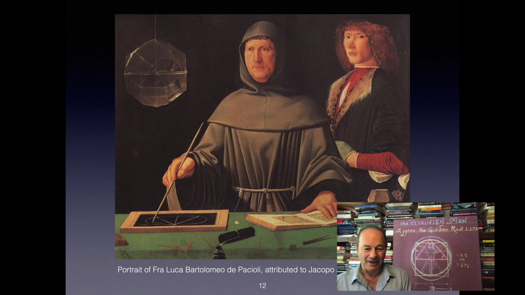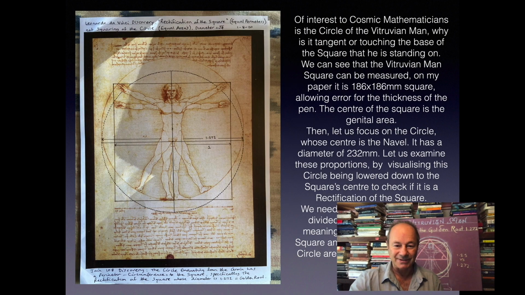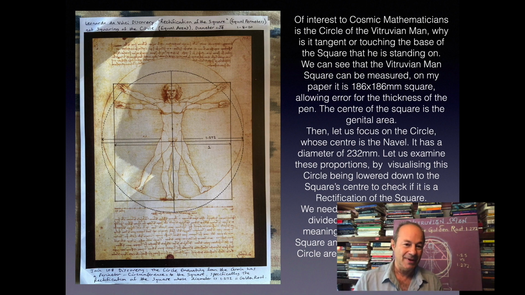So this was the author, Luca Pacioli, who wrote the book De Divina Proportione, and he commissioned Leonardo da Vinci to actually do the drawing. So thus we have this drawing, and we can see here that there is a circle that actually touches the base of the square. So the question is, why did not Leonardo draw the perfected circle going around the corners of the square, which is called the rectification of the square?